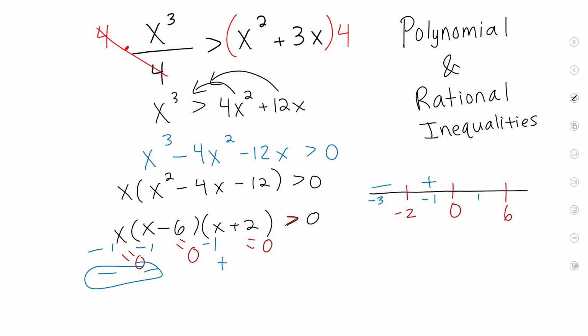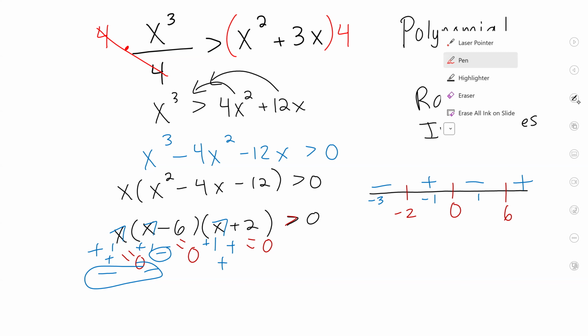Now let's test a number between 0 and 6, such as the number 1. So I'm plugging in a positive 1. This is positive, this will be negative, and this will be positive. I have 1 negative, that's odd, that'll be negative. And let's test a number bigger than 6, such as 7. If I plug in a 7, all of those are positive, this is positive.